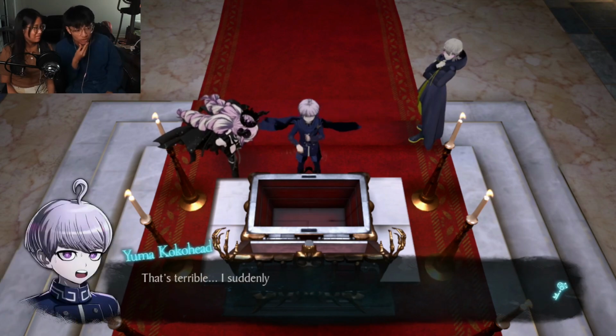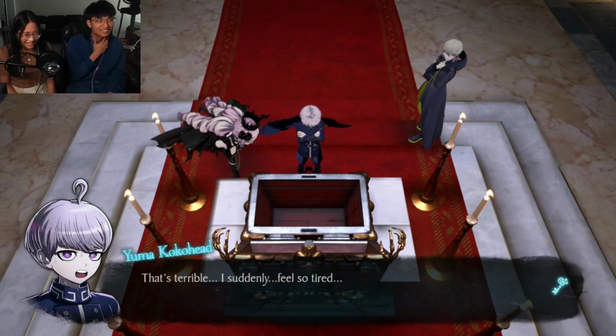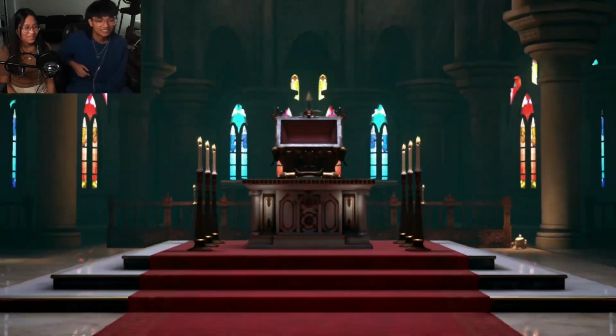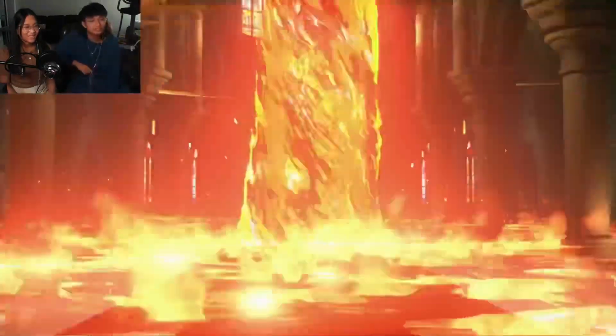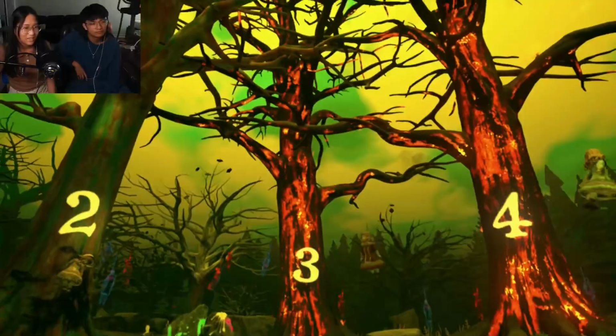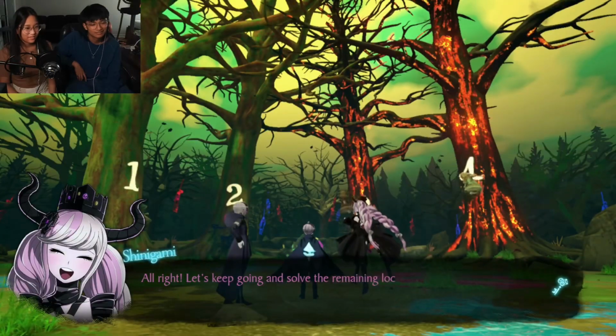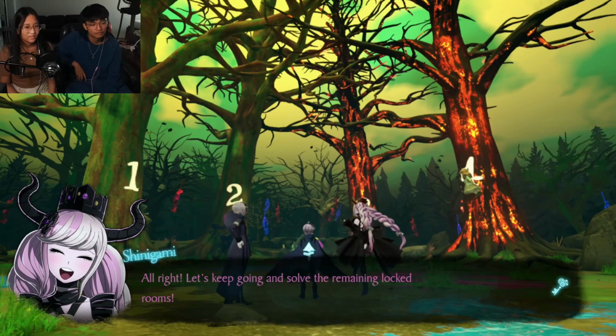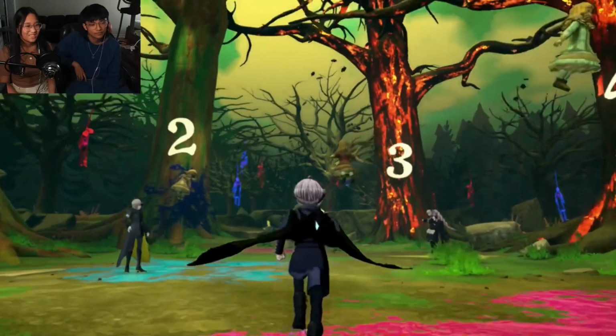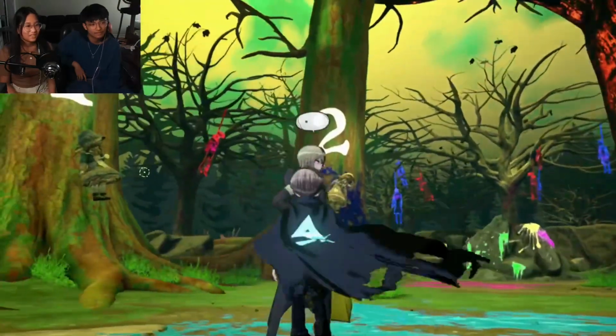Oh, Ward's ultimate secret? Terrible. I suddenly... Oh, oops. Oh, we still have to deal with. Oh, never mind. Well, you might as well work backwards now. All right, let's keep going and solve the remaining locked rooms. I'm sure this isn't it. There's more stuff after these trees. Yeah, well, there's the final little thing with whoever, you know.